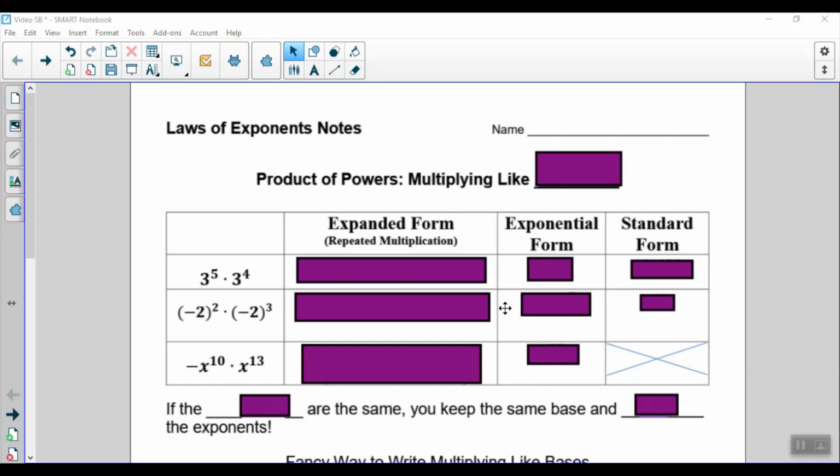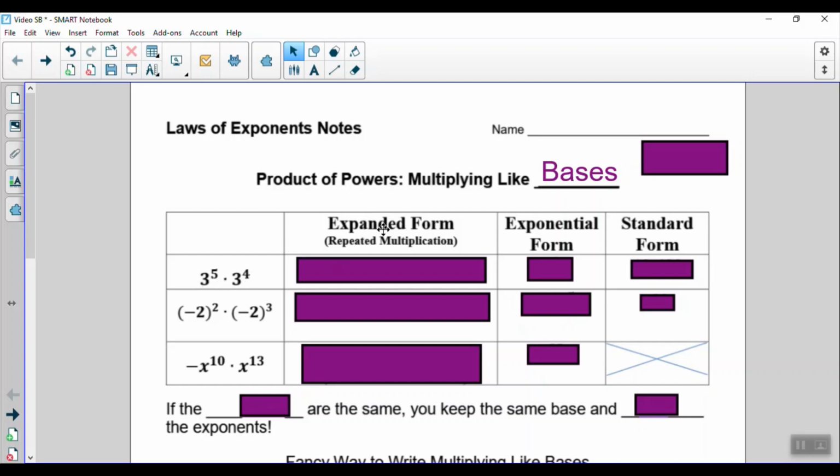Okay, so the first thing we're going to do is product of powers. You don't need to remember this name, but it's just when we're multiplying two bases that are the same. Here we have two bases, 3 to the 5th and 3 to the 4th. Our base is 3, we have the same base.